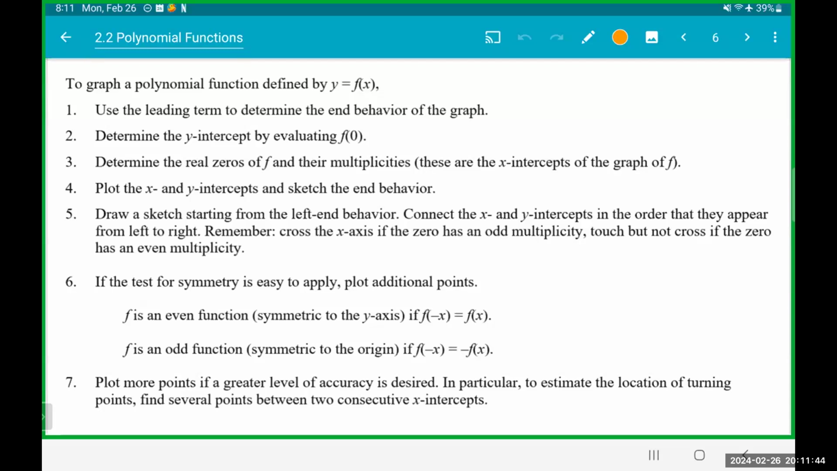Are we going to cross the x-axis? Are we going to just touch it? And then we can use our symmetry as well to help us fill in any of the details. Okay, so I put this here for you so that you can use it as a guide, right? Again, when it comes to the exam, you'll need to have this information memorized, because you don't get to have any extra aids on the exam itself.